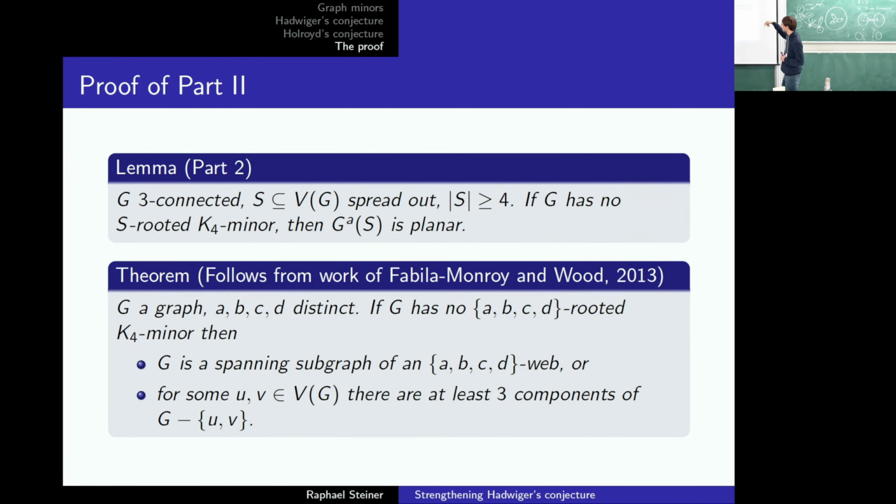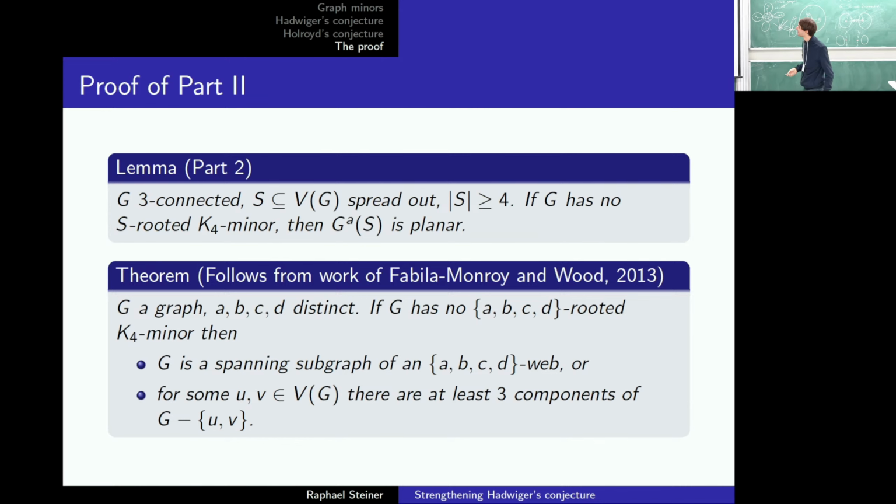So there's a weaker statement which directly follows from the characterization, which is this one, and this is good enough for our proof. So if you don't have an ABCD rooted K4 minor, then your graph is either a spanning subgraph of something which they call an ABCD web, and I will have a picture on the next slide. This is a very nice case. And otherwise, you have a pair of vertices in the graph such that deleting them does not only disconnect the graph, but actually you get 3 different components by deleting them. That's just how the structure theorem looks. I mean, you just go through all the cases, the first case is basically a web case, and in all the other cases you find these 2 vertices.